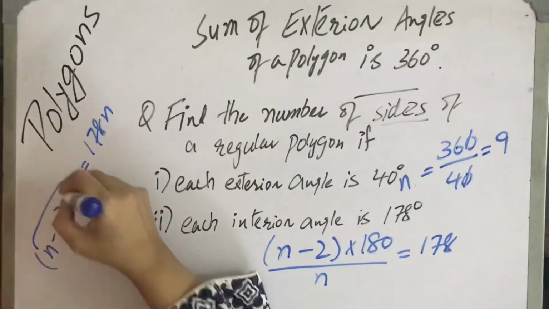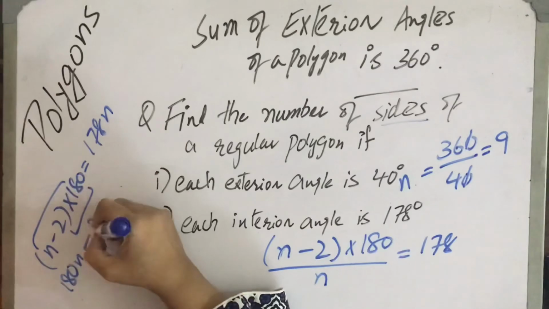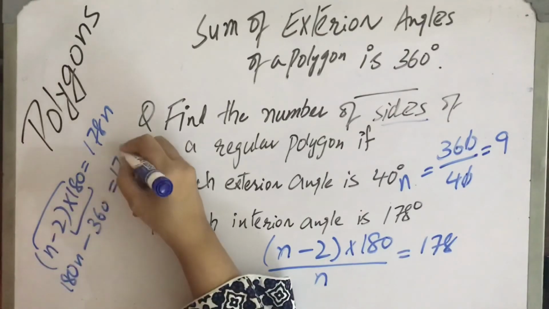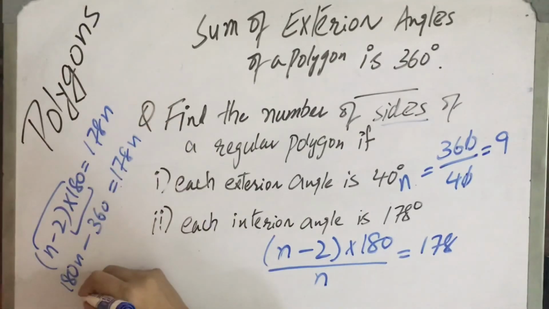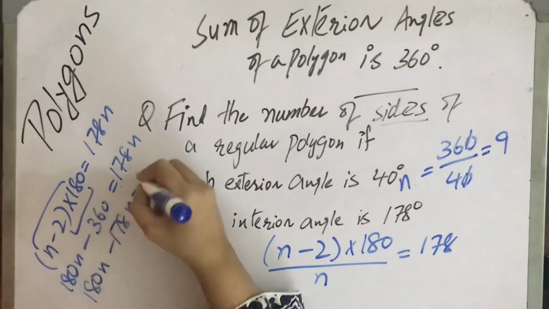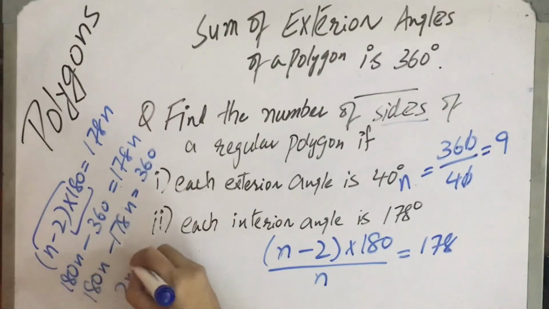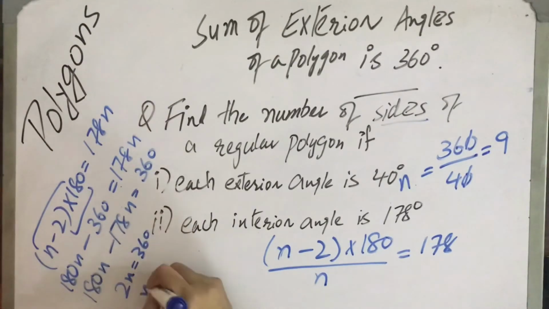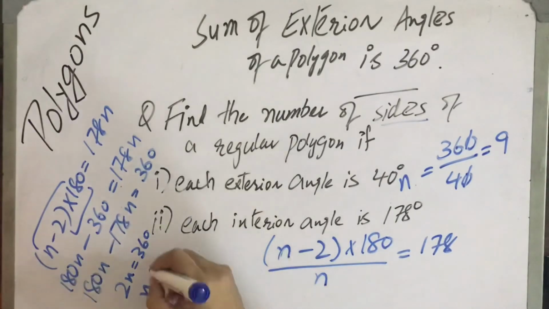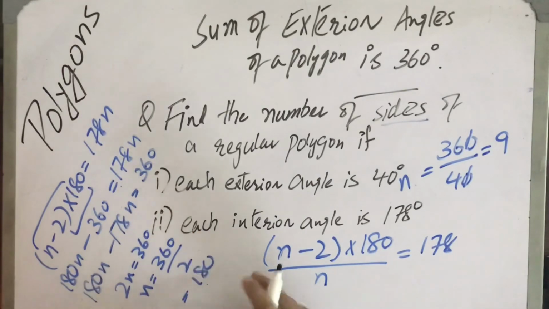I shall open it. 180n minus 180 into 2, which is 360, equals 178n. I shall bring this 178n to this side. I shall subtract it on this side, and 360 will be positive on the other side. This is 2n equals 360, and the number of sides of that polygon will be 180, whose each interior angle is 178.